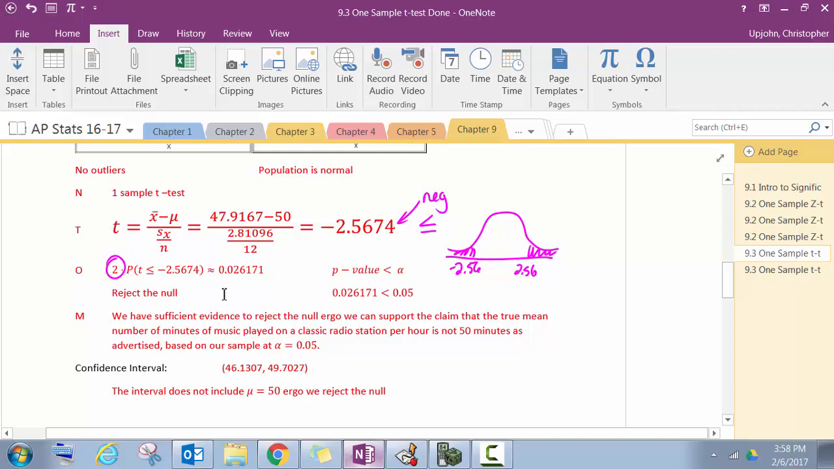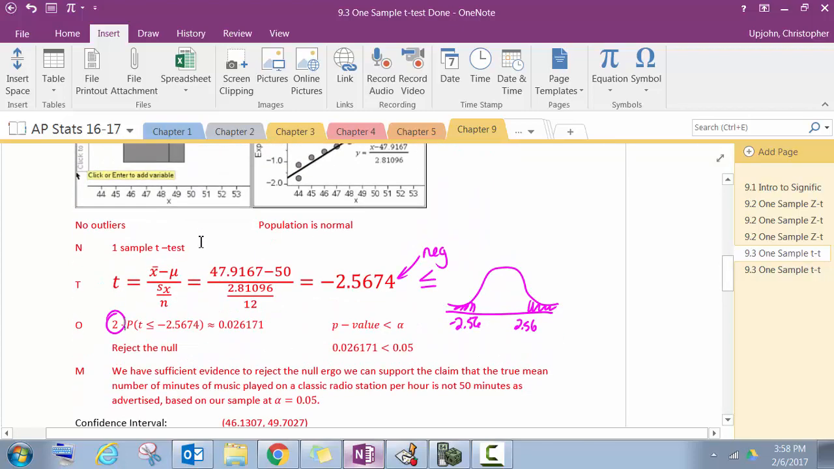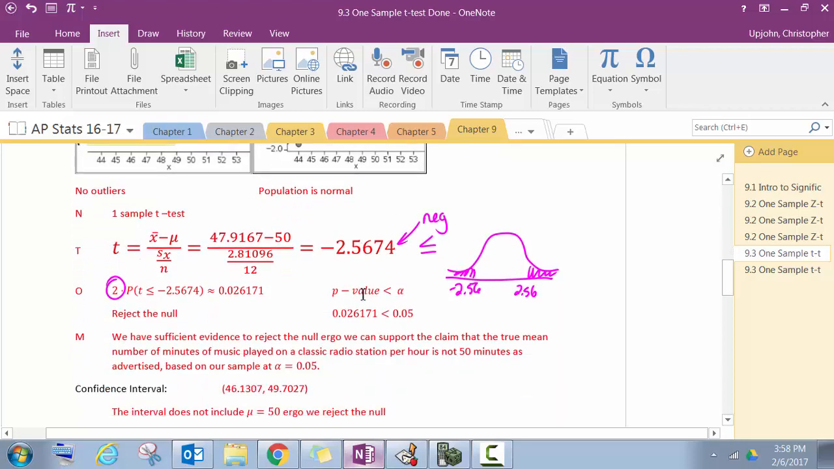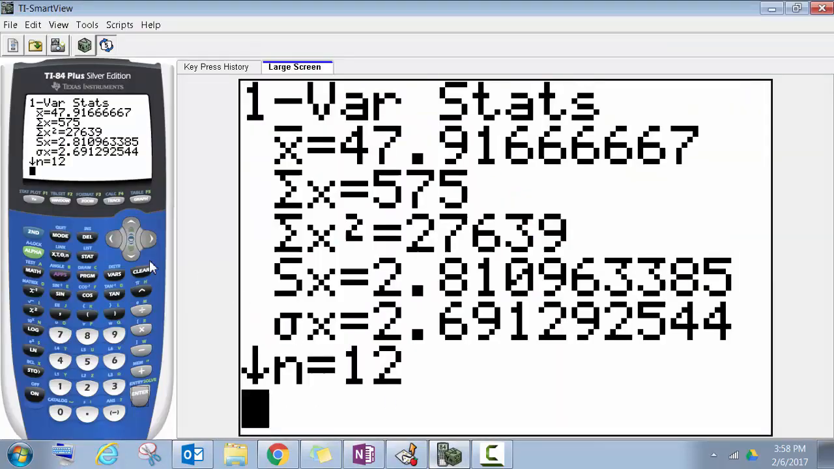We have sufficient evidence to reject the null, ergo, we can support the claim that the true mean number of minutes of music played on a classic radio station per hour is not 50 minutes as advertised, based on our sample at alpha equals 0.05. So basically, we can support the alternate hypothesis that it's not 50 minutes. You could probably guess it's less than 50 minutes, because if you look at all these, most of them are less than 50.